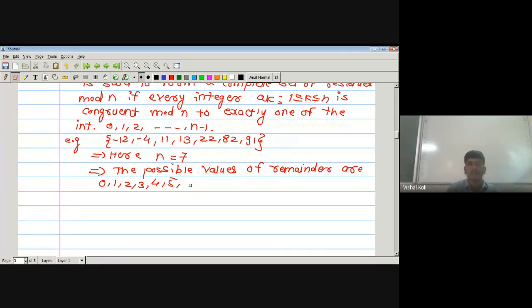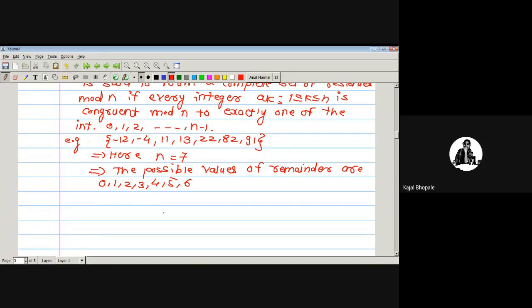0, 1, 2, 3, 4, 5, and 6. These are the possible values of remainder. Now we have to check whether these 7 integers are congruent modulo n to one of these 7 integers, and each integer is congruent to a different remainder. Okay. Now check whether this one is possible.